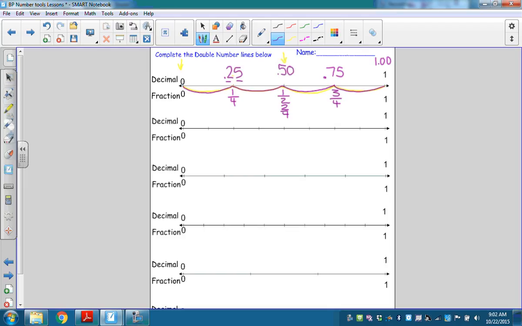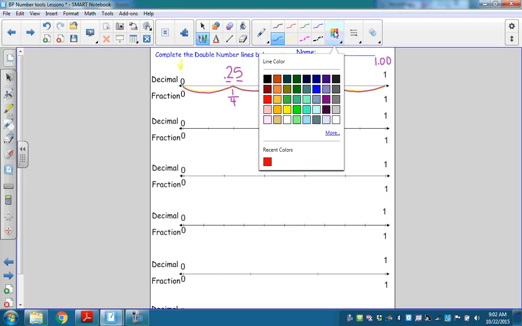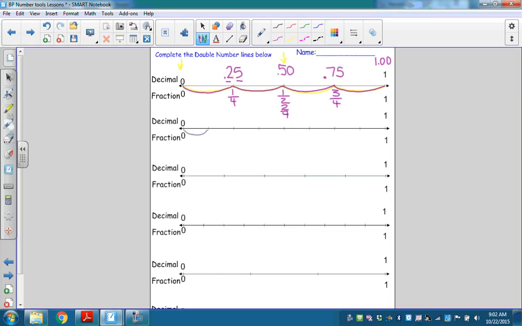So when I look at the next one, let's switch colors here. Now I'm going to count my jumps. 1, 2, 3, 4, 5, 6, 7, 8. 8, right? So this right here is an 8.